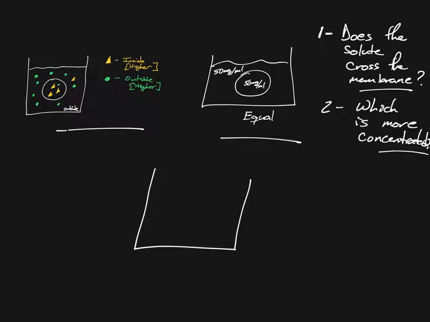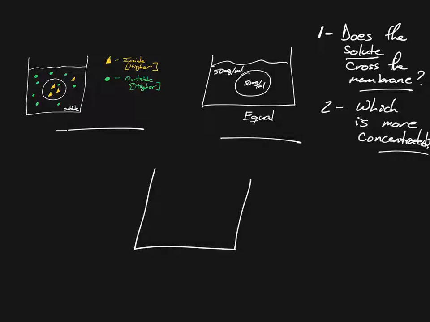Just to clarify, if it doesn't cross the membrane, then there's no movement of solute. Something's going to happen, but it's not going to be the solute. Would that also happen when both of them are equal? Would it be no movement of solute? Let me get to that in just a second. Good question.